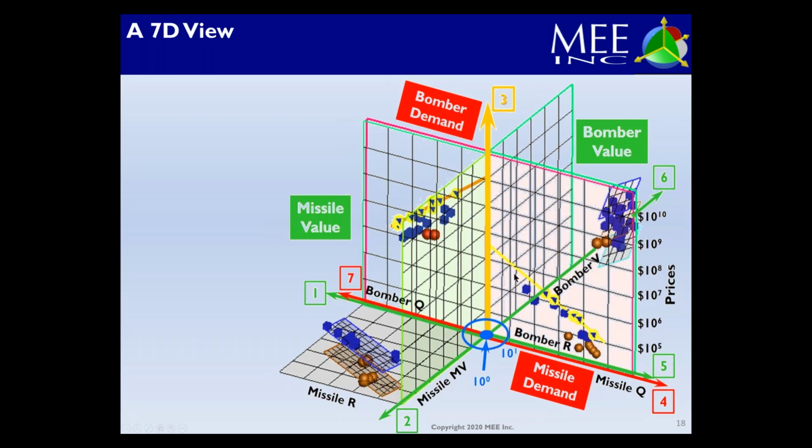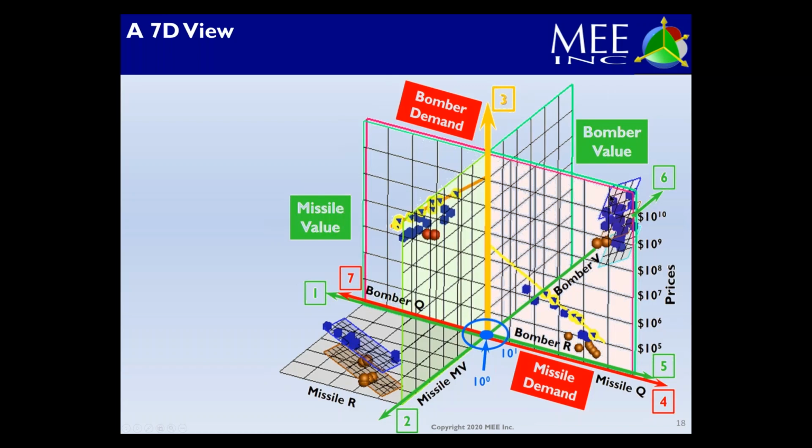So here's the quantities, and here's our demand frontier for missiles. But just in the same way that we found that Australia and Argentina abutted one another, we can abut the bomber market to the missile market. Let me say that again. We're going to abut the bomber market to the missile market.